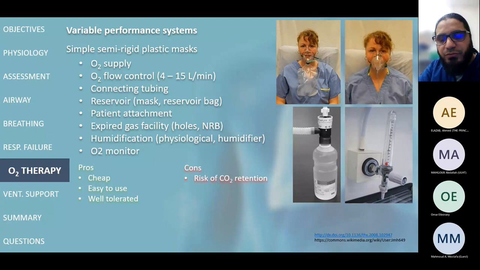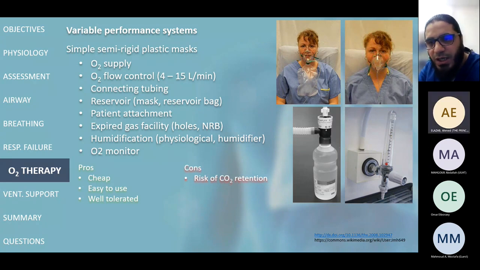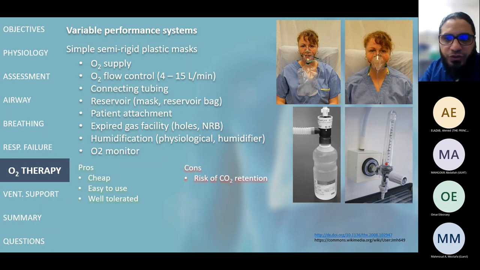The humidification can either be a physiological one, or it can be attached to a humidifier, as you can see in the picture below. And this humidifier can have an oxygen monitor on it, so you can adjust how much FiO2 exactly you want to give the patient. The advantage again is it's cheap, easy to use, and well tolerated, but the main disadvantage is it can cause CO2 retention if the flow is not matching the patient demand.